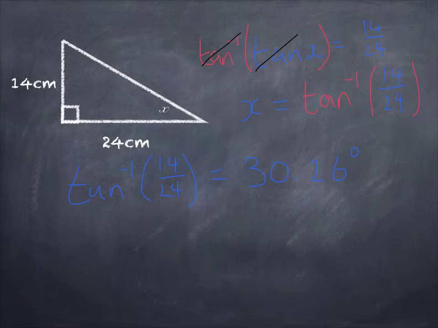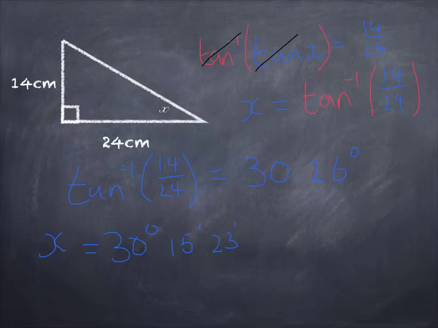degrees. The other way of writing this is to write in degrees, minutes, and seconds, which you can change on your calculator. That answer would give us that x equals 30 degrees, 15 minutes, and 23 seconds.